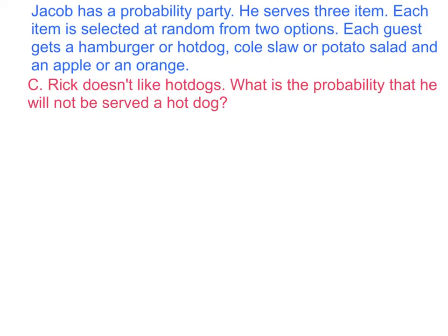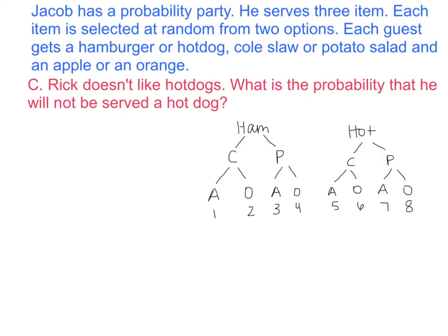Now, Rick doesn't like hot dogs. So what's the probability he will not be served a hot dog? So again, we pulled up our diagram that we drew, and there are 8 total options. And Rick doesn't like hot dogs, so we want to count the options that only include hamburgers. So we have 1, 2, 3, 4. So he has a 4 out of 8 chance, or 1/2, which equals 50%. So he has a 50% chance that he will be served a hamburger and not a hot dog.